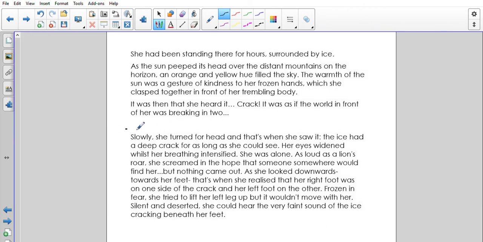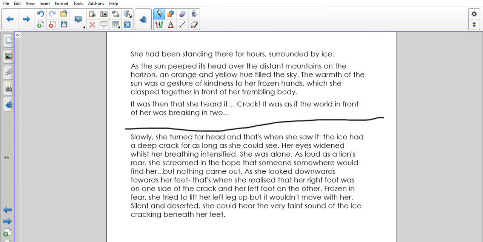Okay, so I've continued the story briefly here just to give you an example. Slowly she turned her head, and that's when she saw it. The ice had a deep crack for as long as she could see. Her eyes widened whilst her breathing intensified. She was alone. As loud as a lion's roar, she screamed in the hope that someone, somewhere, would find her.